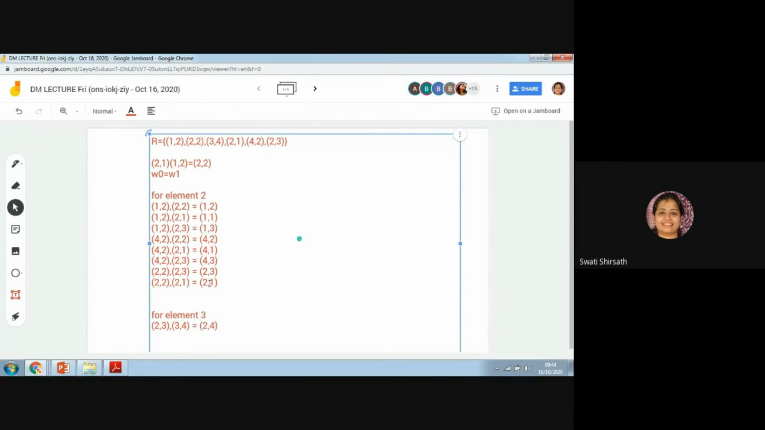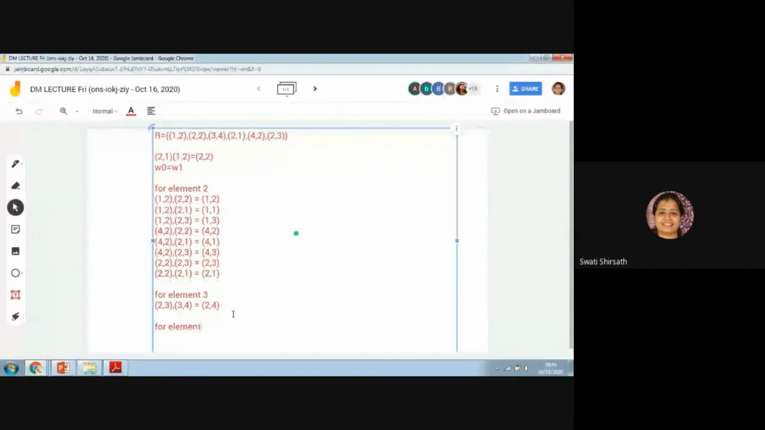We will not make any changes in these pairs. We will not make them 0. They will remain 1. The ones will remain ones. Just that new pairs will be added in W2, not W0 or W1 now. The previous matrix was W2. Then for element 4.